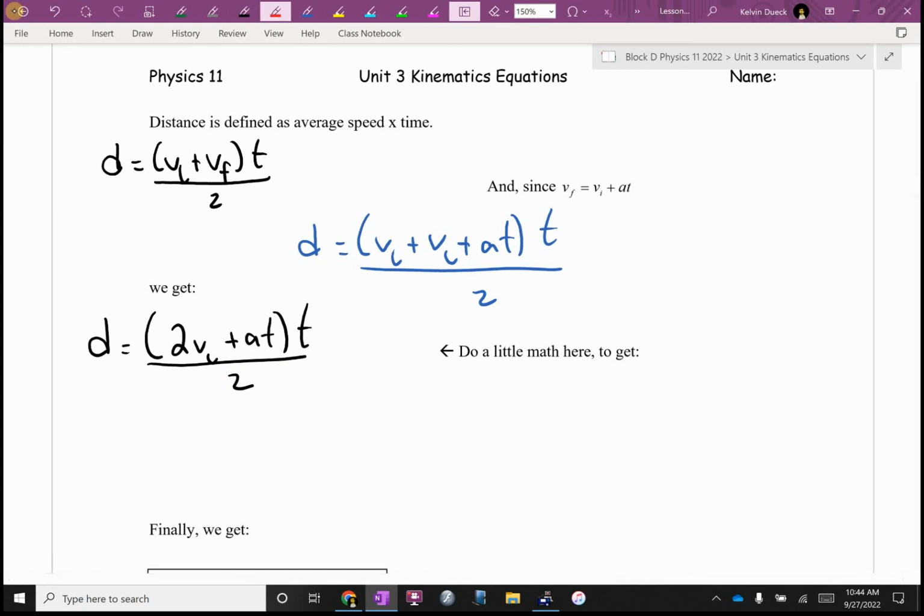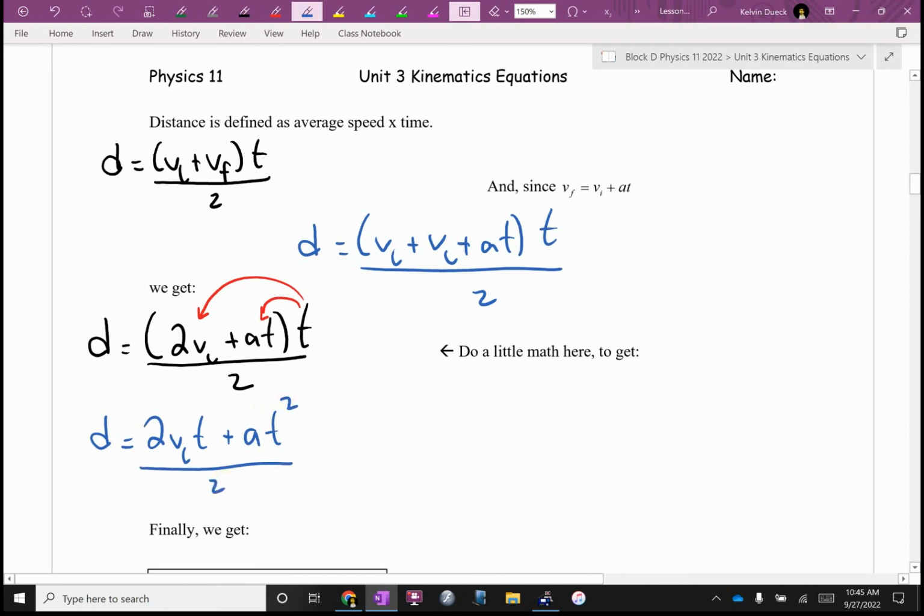Now I'm going to get rid of brackets. I'm going to times the T onto that, and times the T onto that. Usually in math, it's in the front of the bracket, but it works the same way. Multiply it on everything in the bracket. When I do that, I'll get D equals 2 VIT plus AT. Wait. What's a better way to write T times T? I'm going to write AT squared, and that's all over 2.